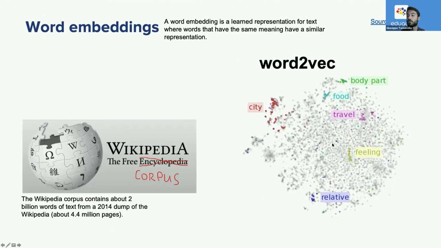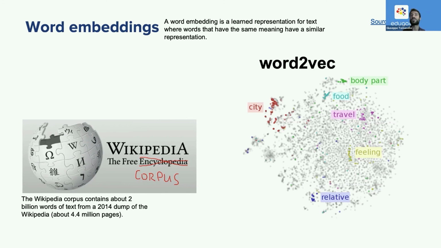Okay, so today we're going to talk about one really new technology, because this technology was created in 2013 by Google. It's called word embeddings. Word embeddings is a learned representation of text, where words with the same meaning have a similar representation. As you can see on the right of the screen, each single dot in this graph represents a word. And you can see that words in a common topic are close to each other in these dimensions.